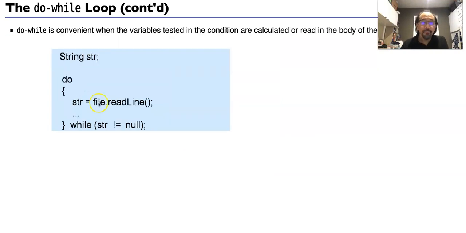So here's an example. In this case, we know we want to execute this at least once, and that's why we start with the do. So we're reading a line from this file, and then we keep on going as long as what we read is not a null value. Okay.